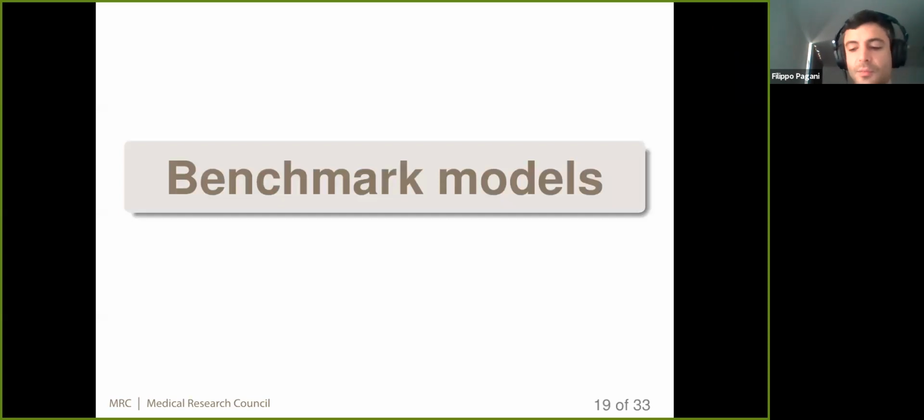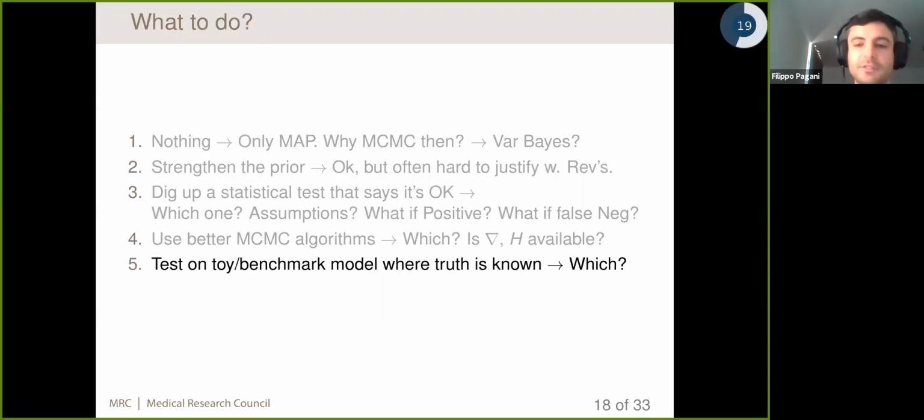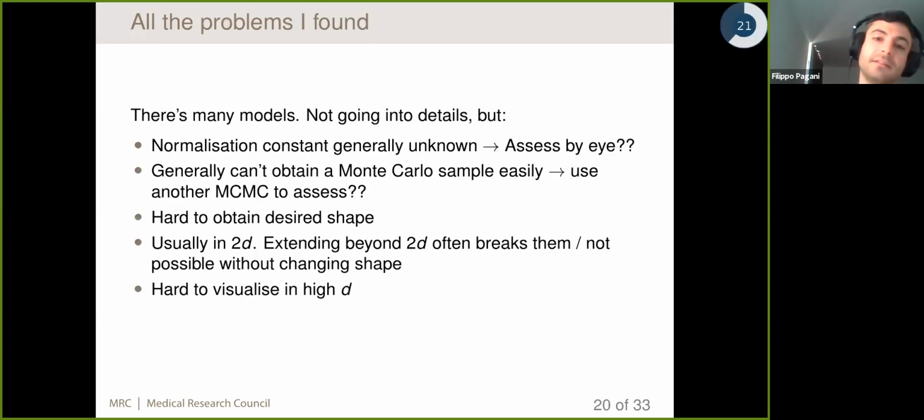Benchmark models, right? So like I said, you can take one, shape it as you want, and try your algorithm on it. There are many benchmark models. I'm not going to go into detail, but at some point I was recently developing a new MCMC algorithm, and I needed a curved distribution to test it on. I was looking into which benchmark model to use, and I couldn't find any that was satisfactory to me, just because they had so many problems. For example, in many cases, the normalization constant was not known, and it's hard to assess how well you're doing if you don't even know the normalization constant of your model.